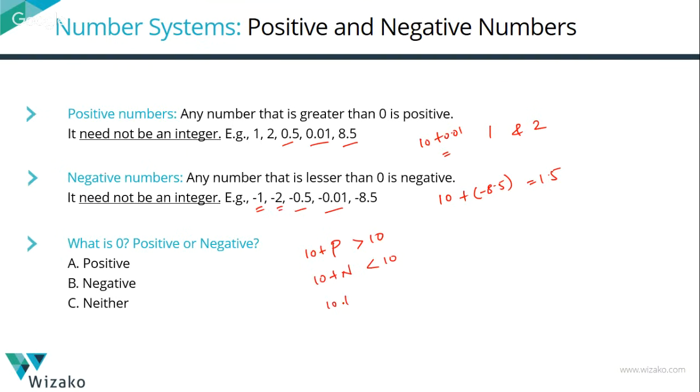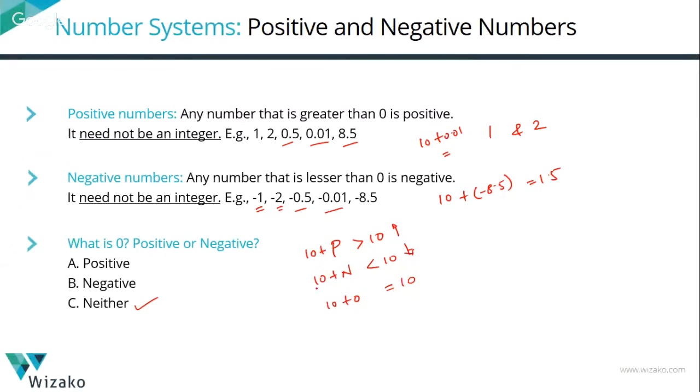When I add a 0 to 10, what happens to it? Its value remains unchanged. It doesn't increase, it doesn't decrease. So is 0 positive or is 0 negative? 0 is neither positive nor negative. Quickly recapping the concept that we looked at earlier. Is 0 odd or even? 0 is certainly even. 0 is neither positive nor negative.